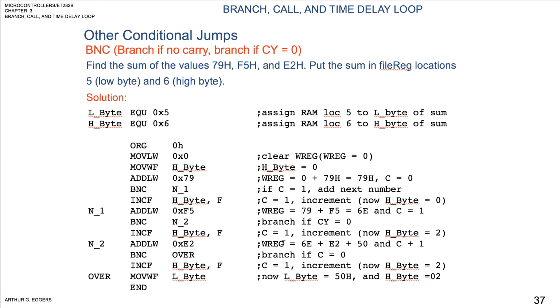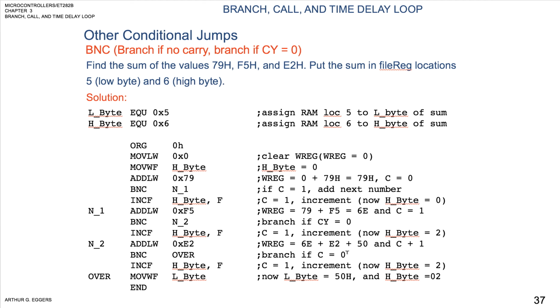Then in N_2, we add the literal E2 to the working register. The working register then becomes 6E plus E2 equals 50, and C equals 1, not plus. In the branch conditional here, C equal 1, we look at bailing out to our label over, which is down here. We branch if C is equal to 1.